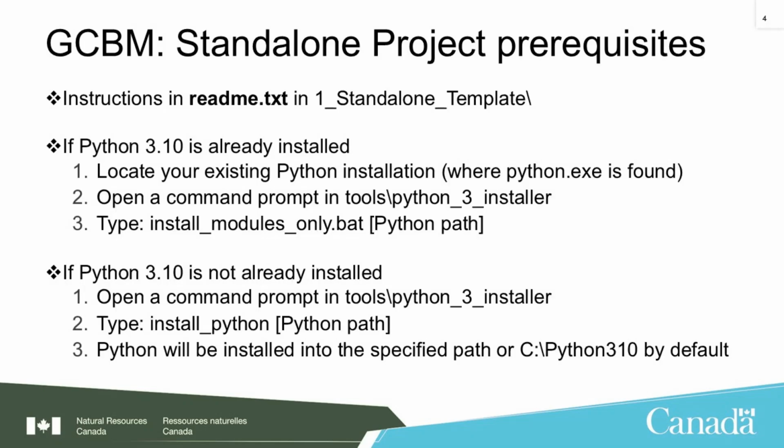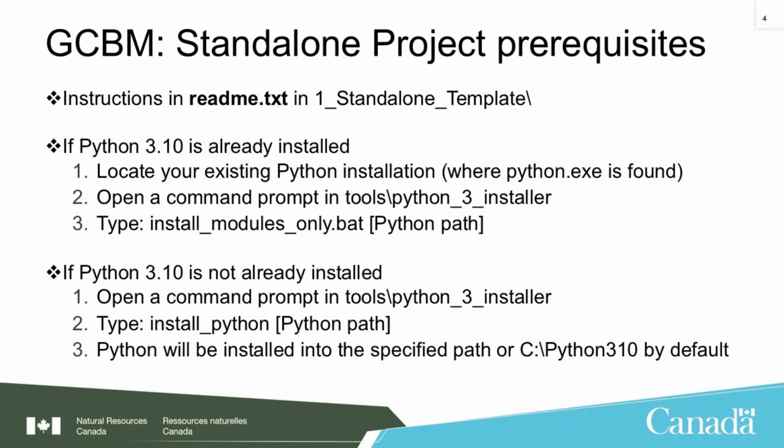There are a few prerequisites to run the standalone project in the GCBM. Instructions can be found in the readme.txt file in the one_standalone_template folder. If Python 3.10 is already installed on the user's computer, they can simply locate it in its existing location. Next, the user needs to open a command prompt in tools/python_3_installer, and then they must type install_modules_only.bat, followed by the Python path in square brackets.